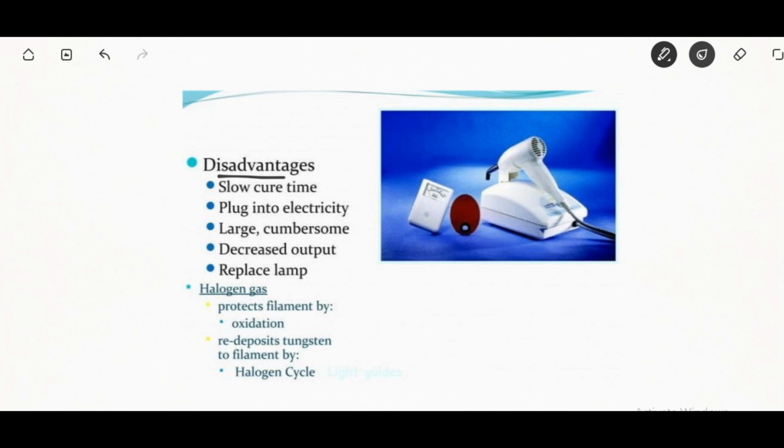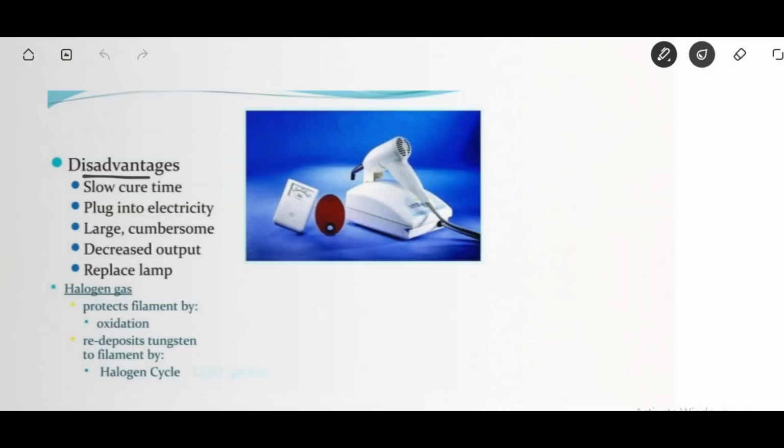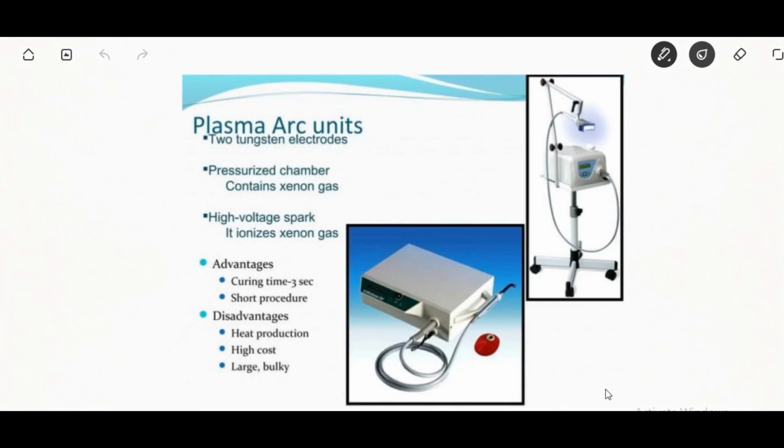The other is the plasma arch curing unit. Here we use an electric field to generate high voltage. This field will ionize the xenon gas into a mixture of ions, electrons and molecules that will release energy in the form of plasma. The disadvantages of this technique are that it is expensive and of large size.